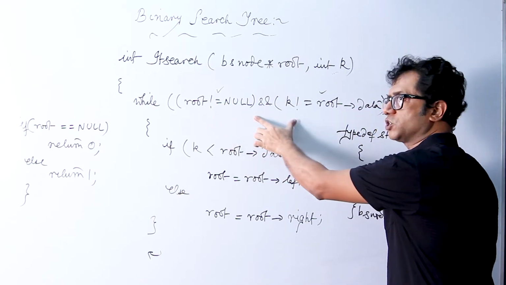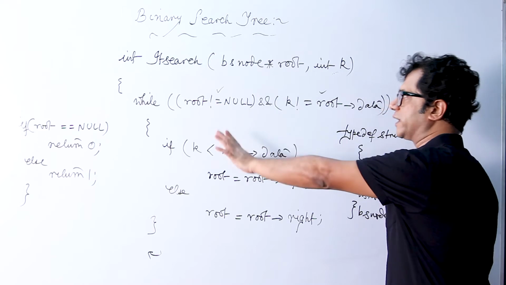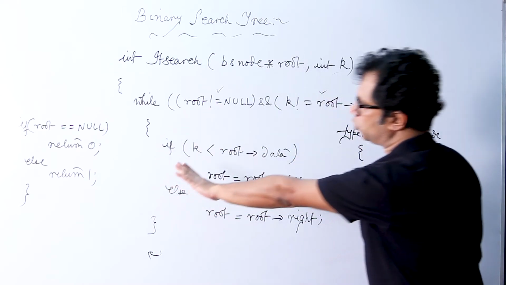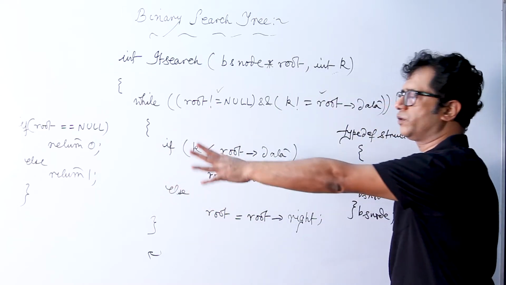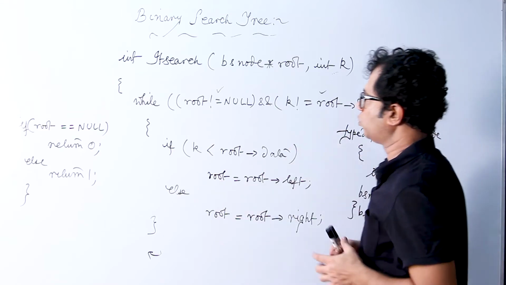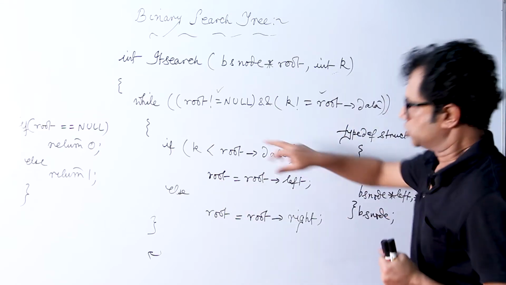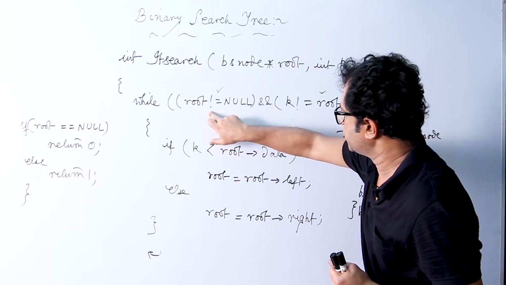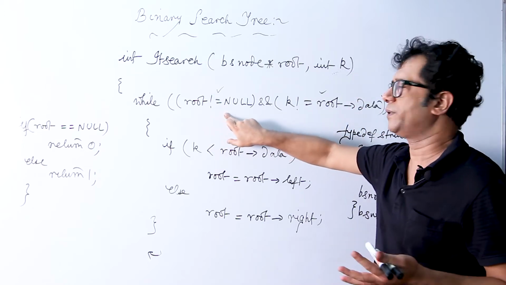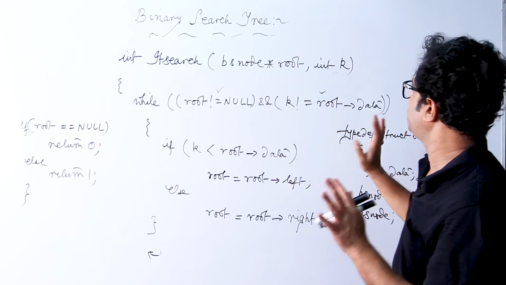If both of these conditions hold together, then only can we enter the while loop body or the while loop block, otherwise we will not be able to enter the while construct. So this is one condition, that is root not equal to null. What does that mean? That is, the binary search tree should be in place.